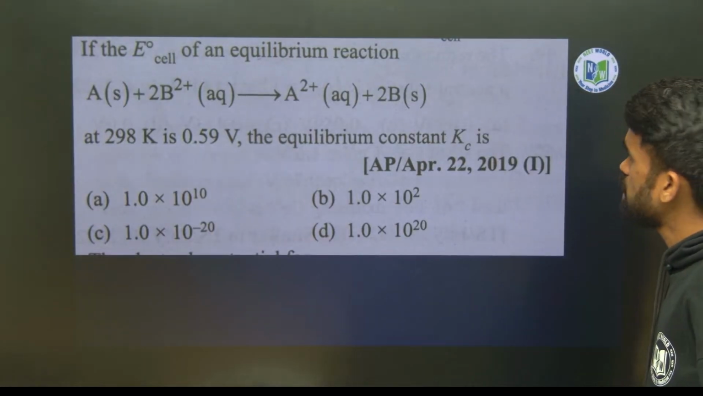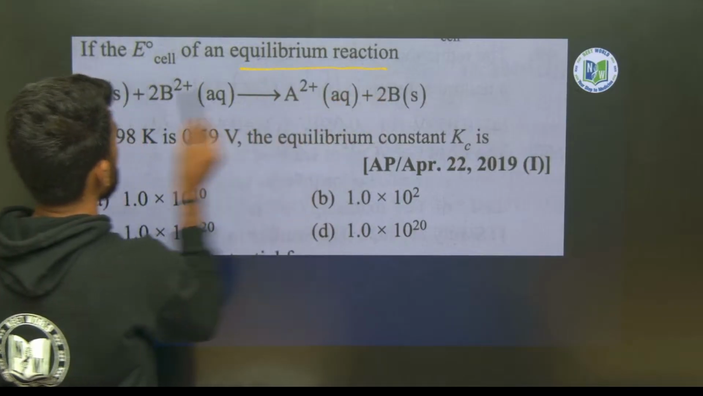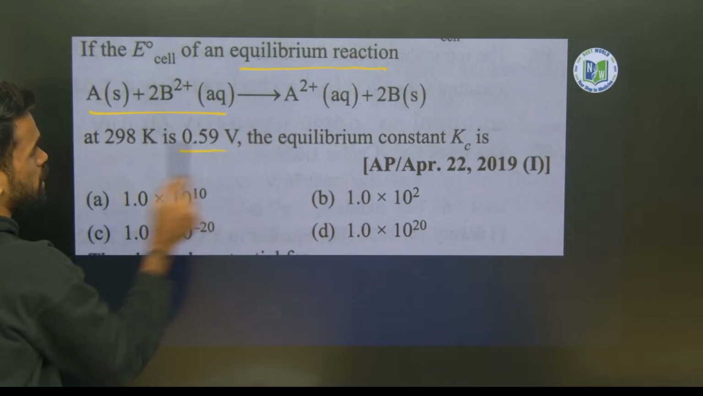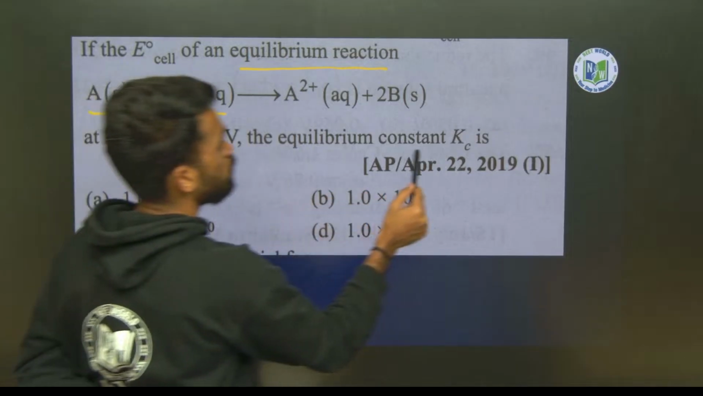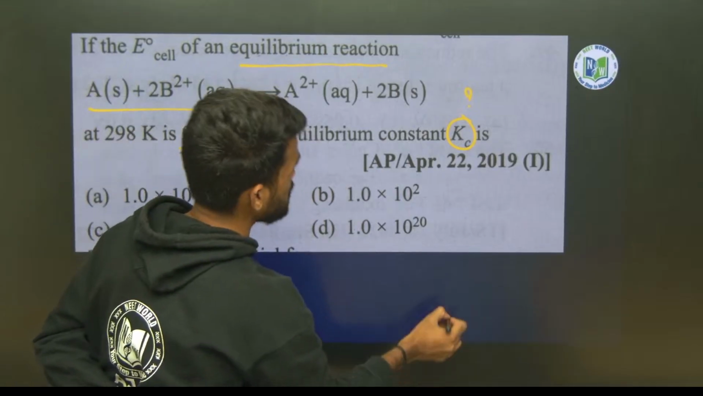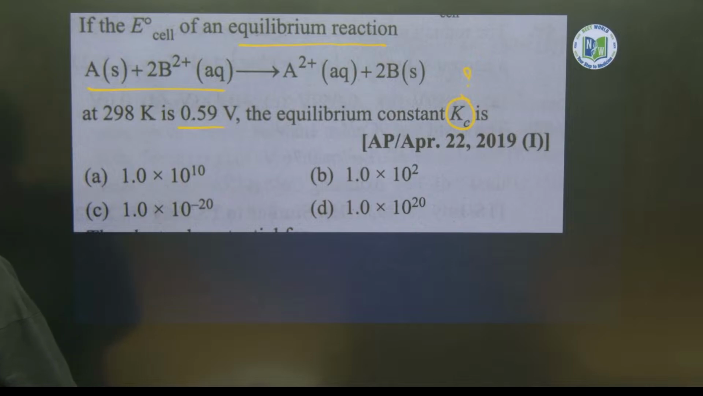Here, tell me, if E0 cell of an equilibrium reaction, this is an equilibrium reaction they are saying, its E0 value is given like this, 0.59. The equilibrium constant Kc is how much? Equilibrium constant they are asking. So what is the relation between E0 and equilibrium constant first? This is what we need to know first.